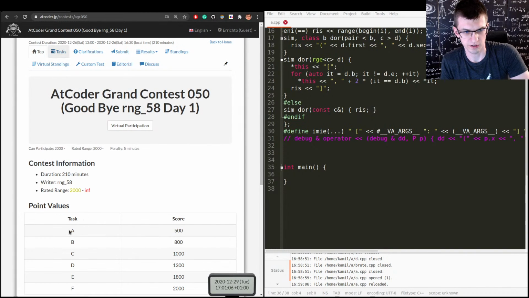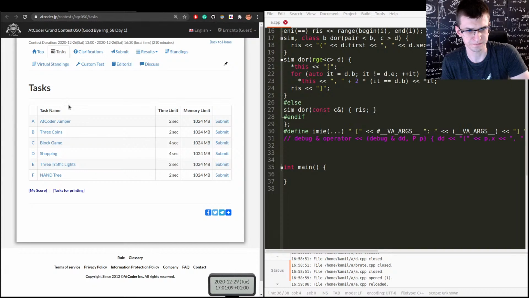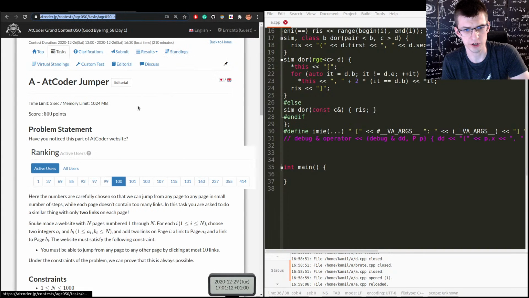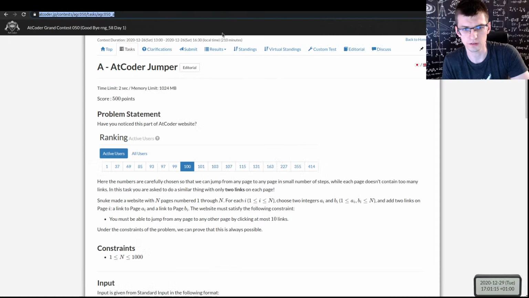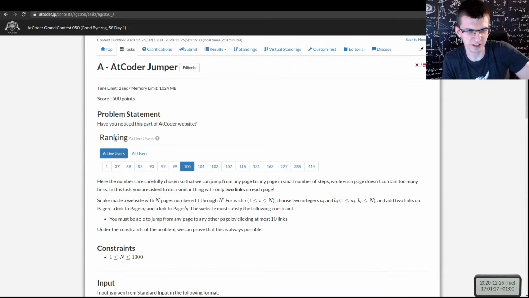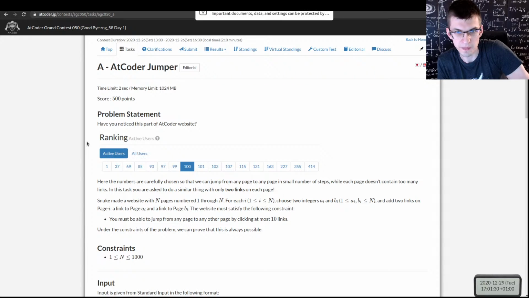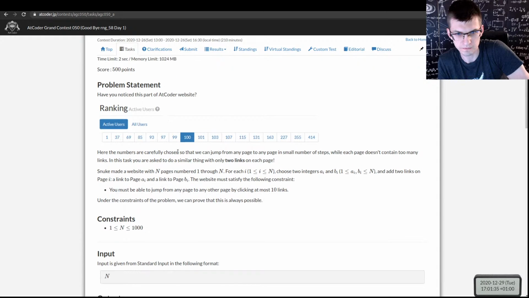We'll start with the problem A, obviously. AtCoder jumper. What is this? Oh, it's a screenshot. Okay, I thought it's some kind of new feature. There are n pages. Basically, the statement starts here.